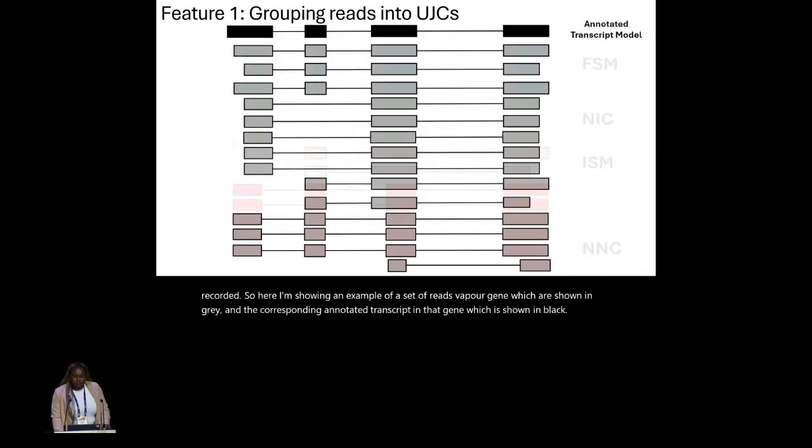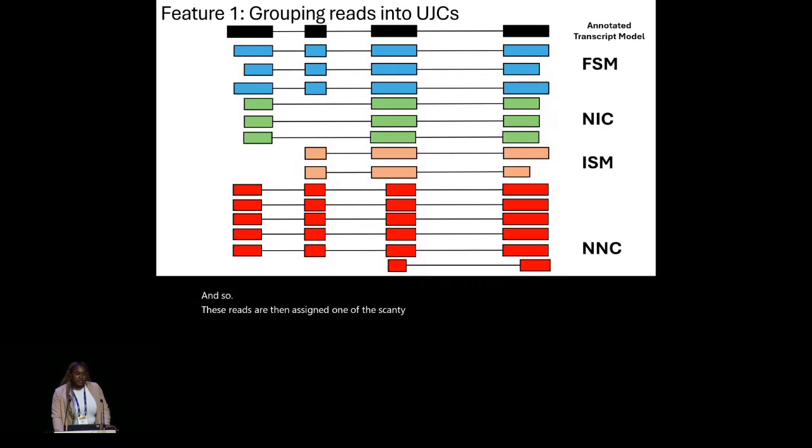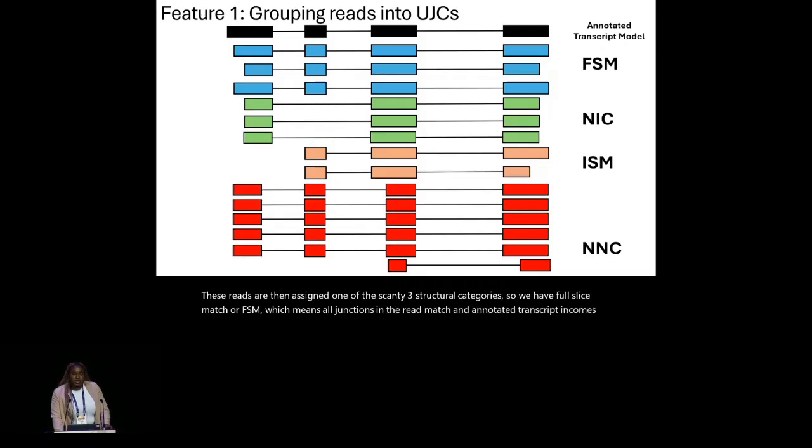These reads are then assigned one of the SQANTI-3 structural categories. We have full splice match, or FSM, which means all junctions in the read match an annotated transcript. Incomplete splice match, or ISM, which means that there are junctions missing on either the 5' or 3' end, or both. Novel in catalog, or NIC, which represents a novel combination of known donors and acceptors. And novel not in catalog, or NNC, which means that a read has at least one novel donor or acceptor.